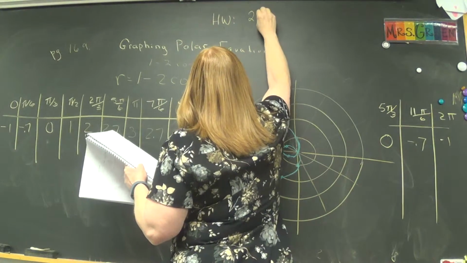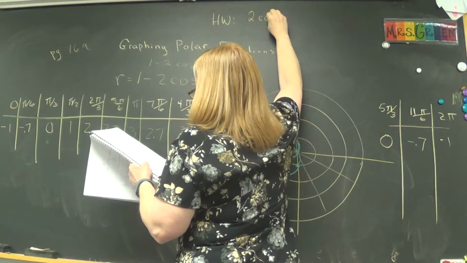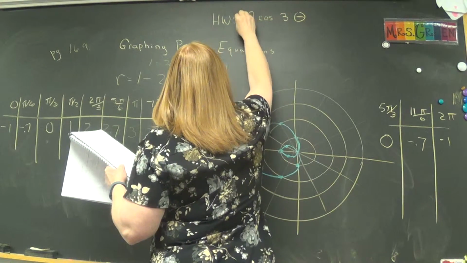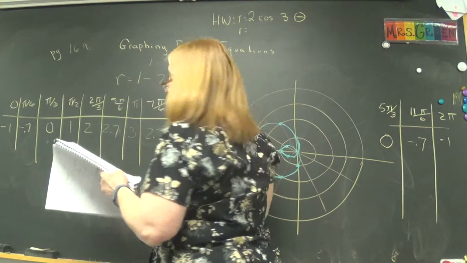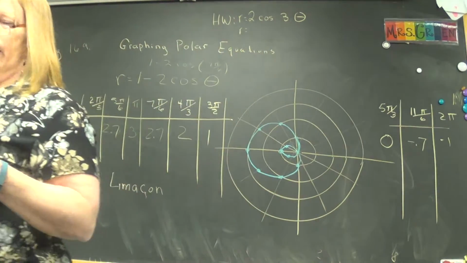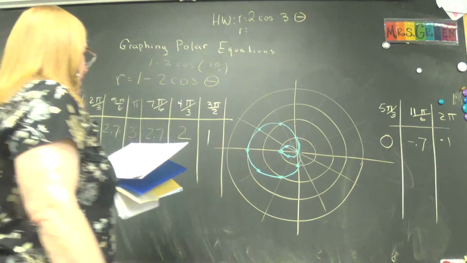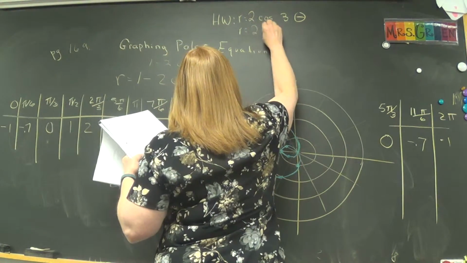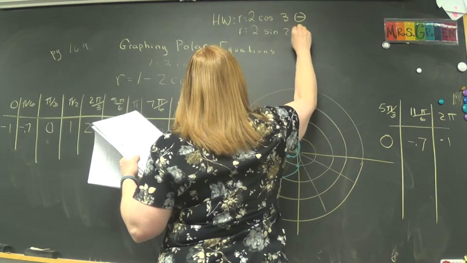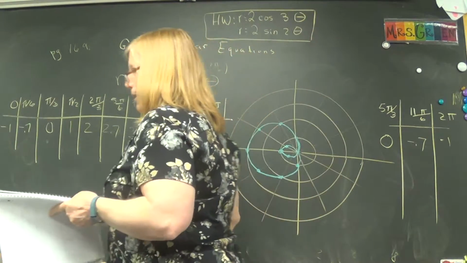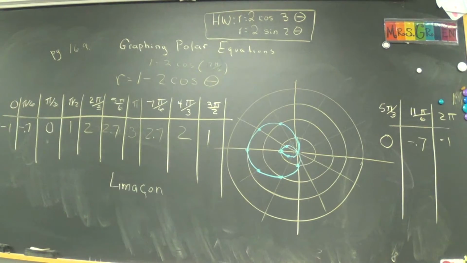2 cosine 3 theta. So should we do this on the response side? Wherever you have room, it doesn't matter. R equals 2 cosine 3 theta, and then R equals 2 sine 2 theta. We'll name those tomorrow in class. If you finish one now, I'll give you its secret name.